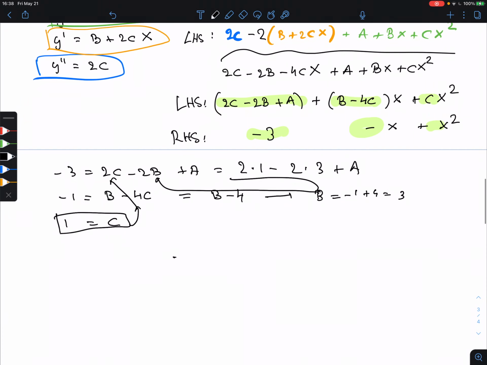So what do we have? Minus 3 equals 2 minus 6 plus a. Bring everything to the other side. I get this is minus 4. Bring this to the other side. 4 minus 3 is a. So I see that a is 1. So a is 1, c is 1, and b was 3.